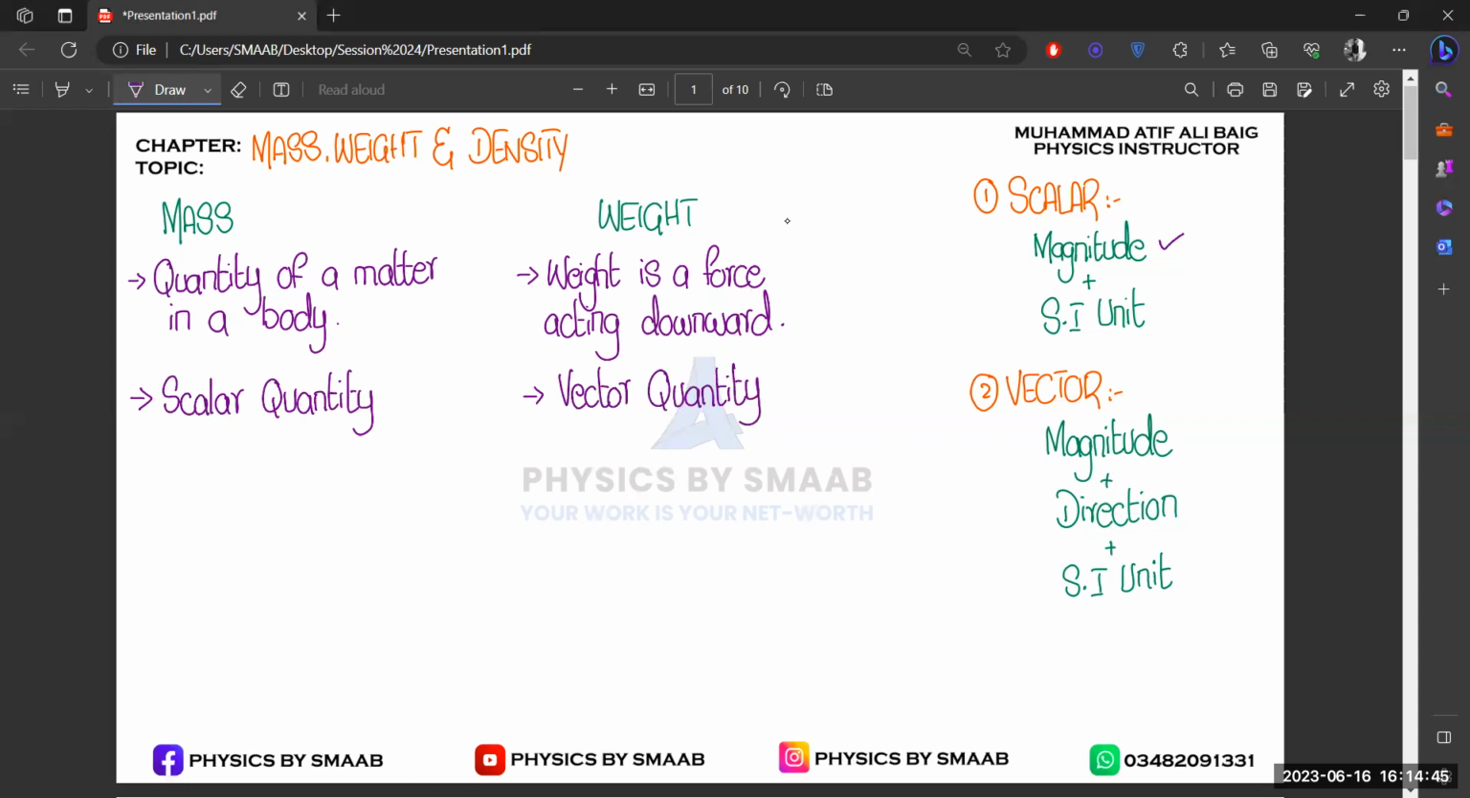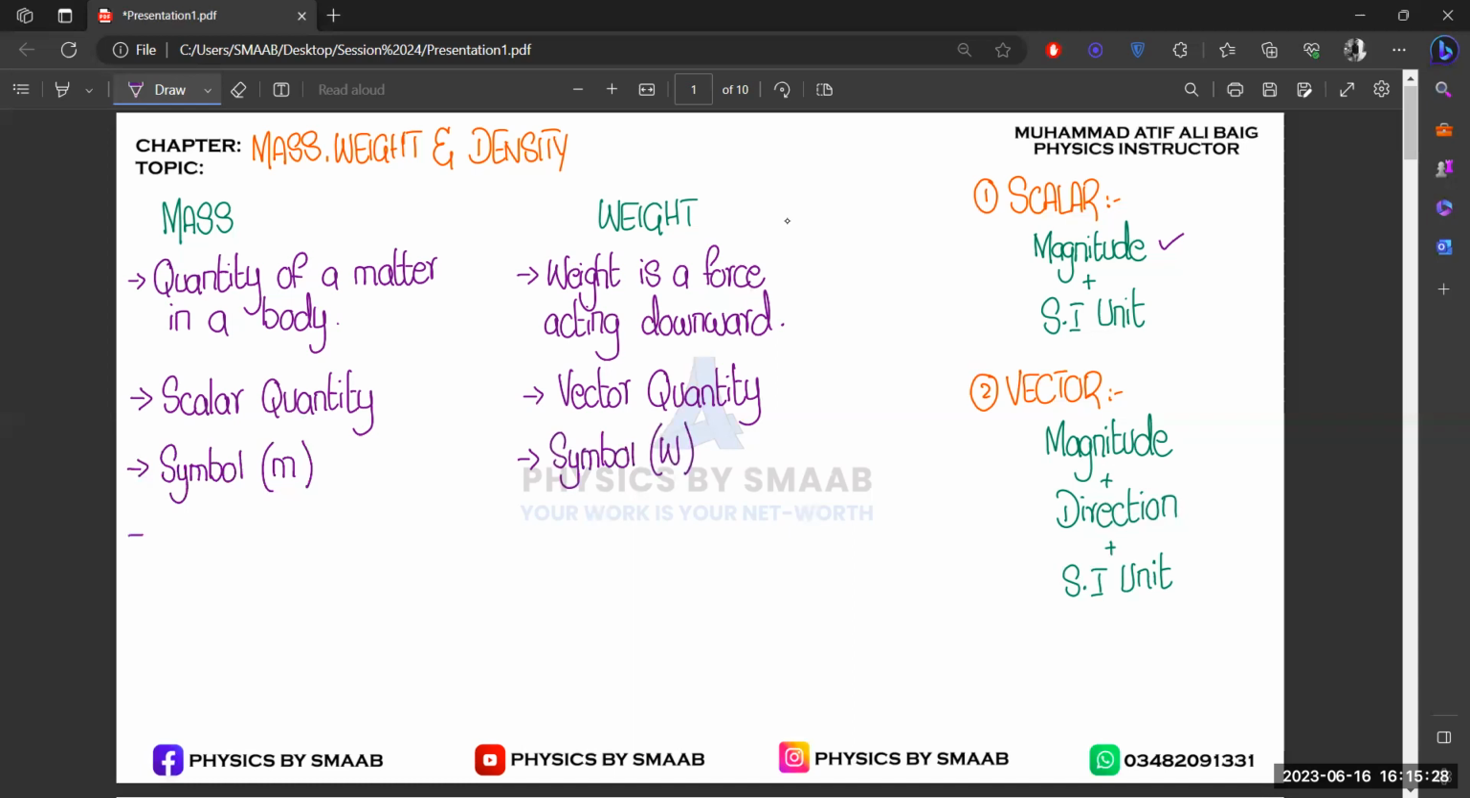No, sir. Okay, now one more difference. One more difference is the difference between the symbol and the SI unit, because we know that both are different quantities. So obviously both have different SI unit and different symbol. So the symbol for the mass will be small m and the symbol for the weight will be capital W, right? So this is the symbol for mass and weight.